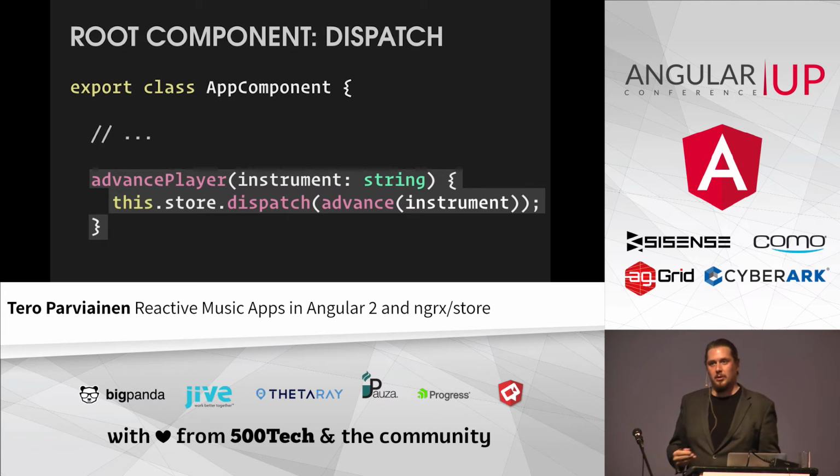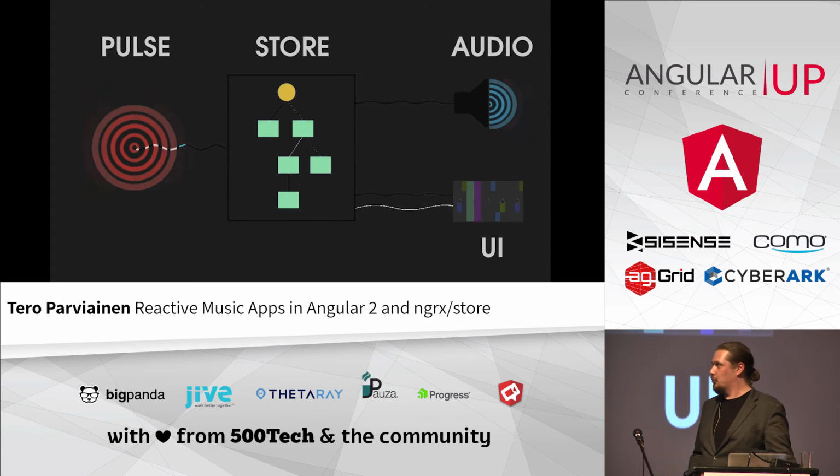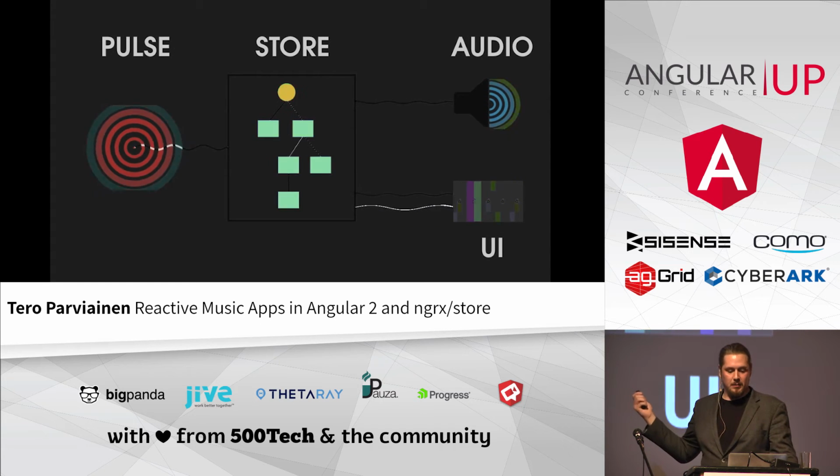So that's how the root component ends up having a bidirectional relationship with the store, because it not only subscribes to it, but also dispatches actions back to it. But the rest of the components don't know anything about this. They just deal with data and events, inputs and outputs. And, well, that actually completes the architectural picture. This is what the system looks like.